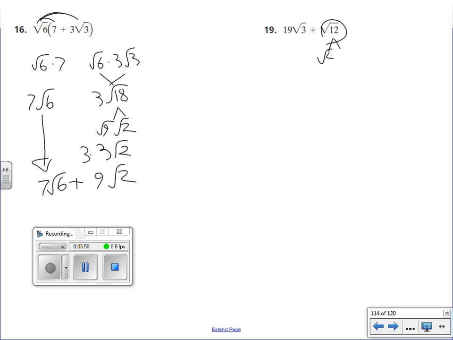Number 19, we need to simplify the root 12. So that goes to root 4 root 3, which is 2 root 3. 19 root 3, add 2 root 3 gives us 21 root 3.